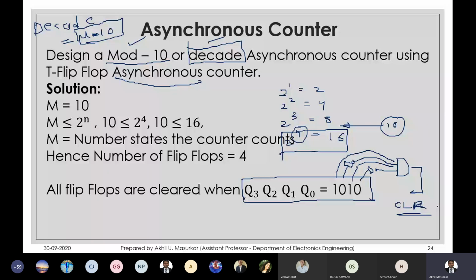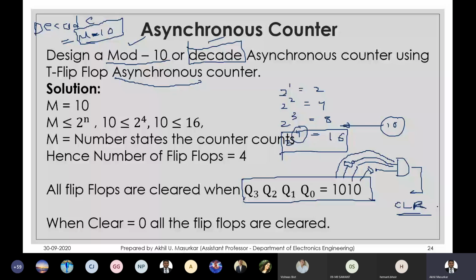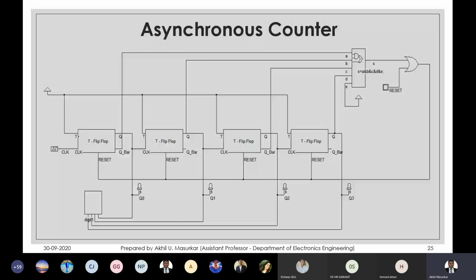So start implementing this flip-flop. Now here with 4 flip-flops, when reset is equal to 0, all the flip-flops get cleared. So this is the logic for that. We have all 4 flip-flops here. Now this is Q0, this is Q1, this is Q2 and Q3.